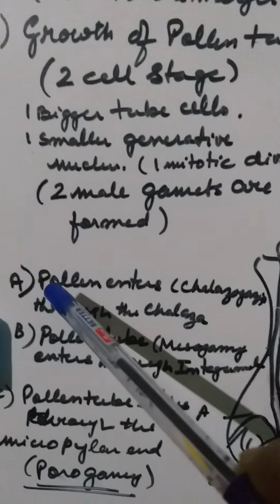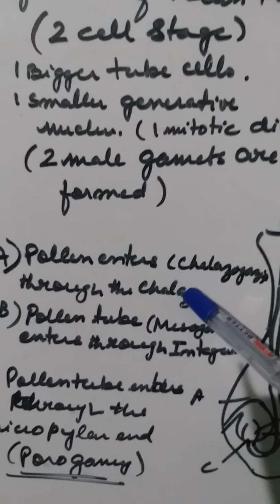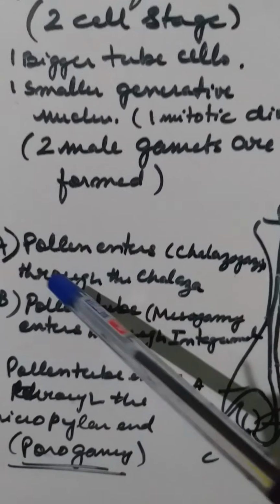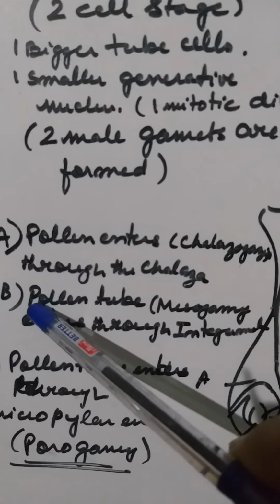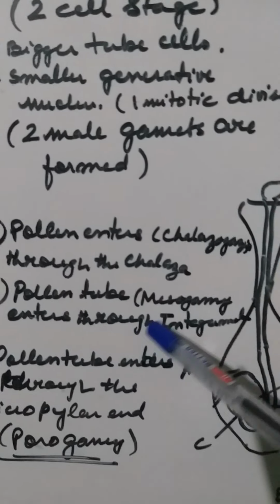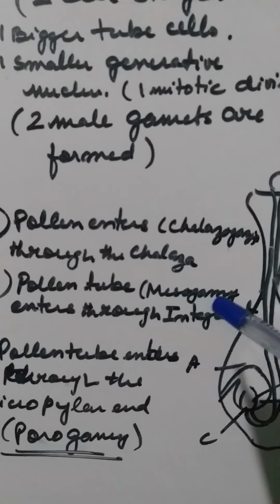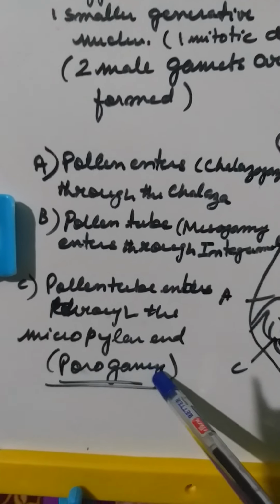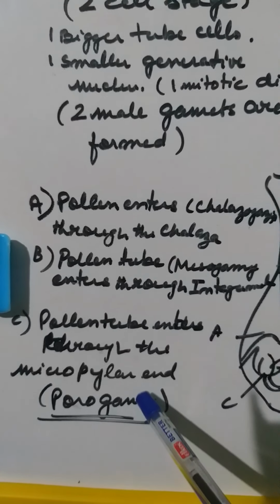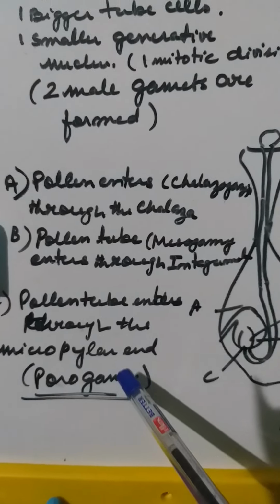Now you see the pollen enters through the chalazial end, that is known as chalazogamy. If the pollen tube enters through the integument, it is known as mesogamy. And if the pollen tube enters through the micropylar end, we call it porogamy. So porogamy basically is a very common method which we would be following.